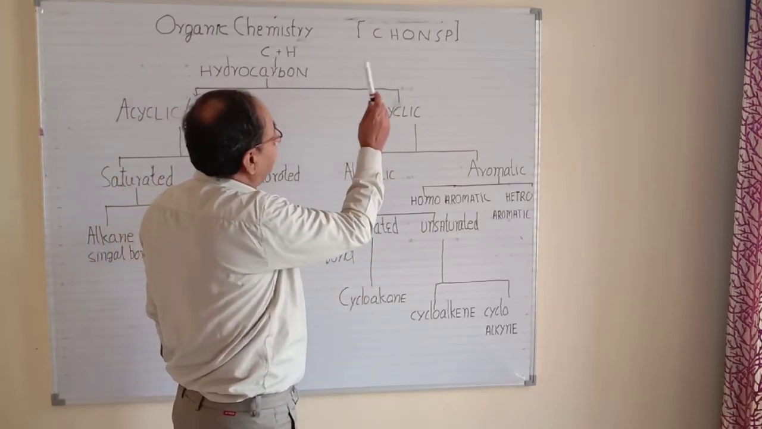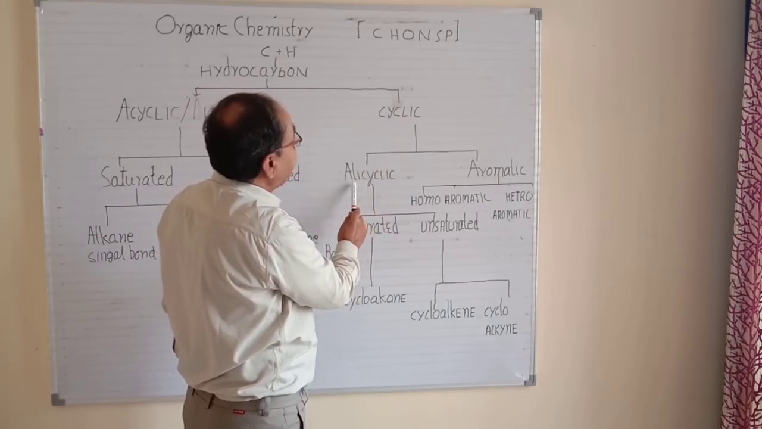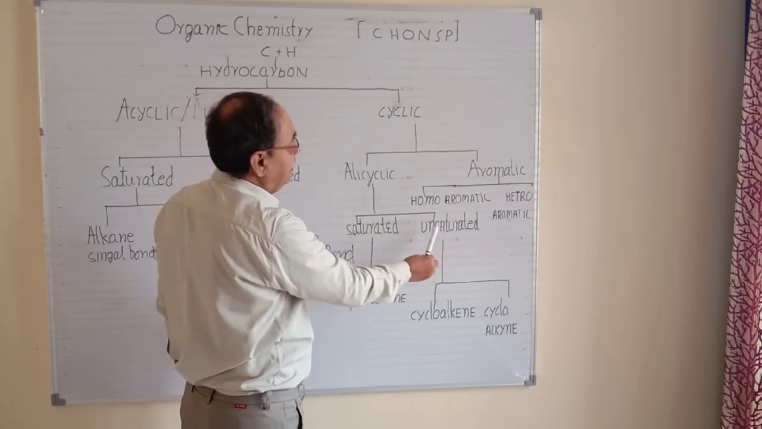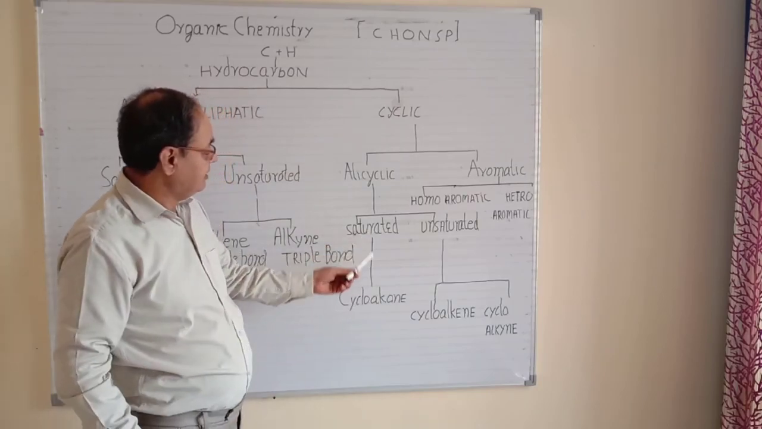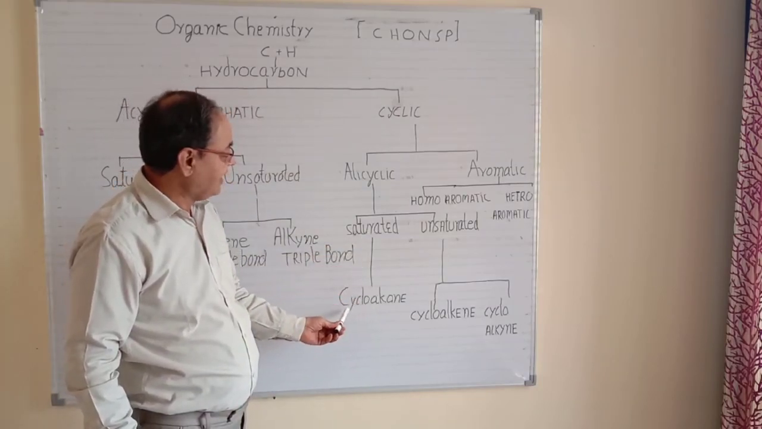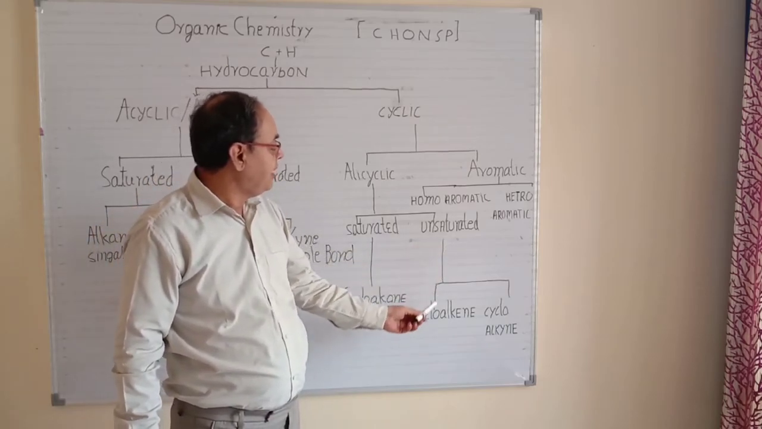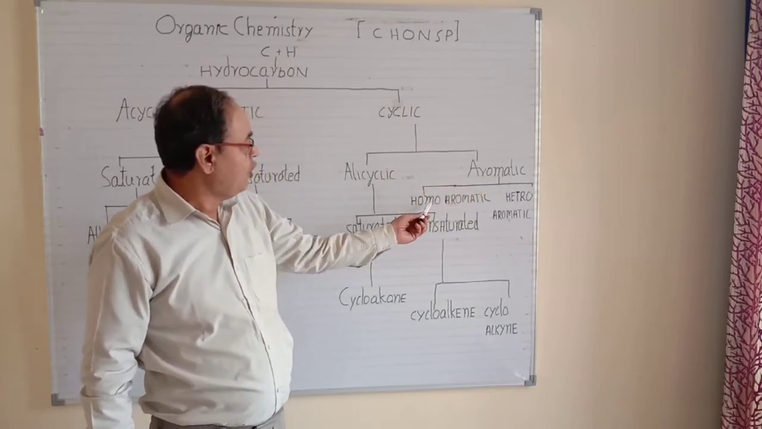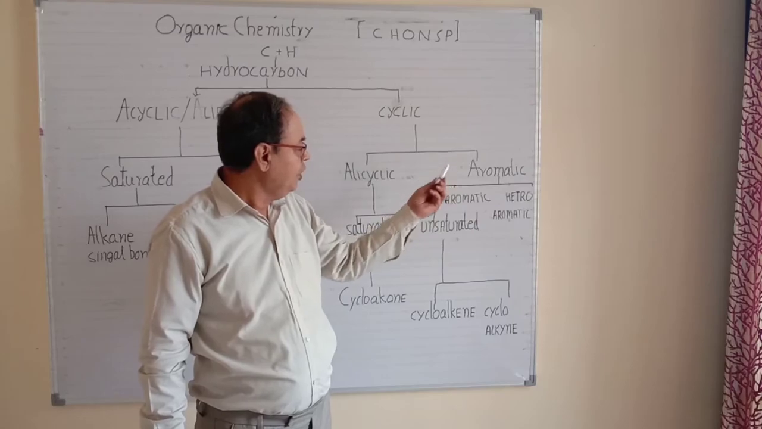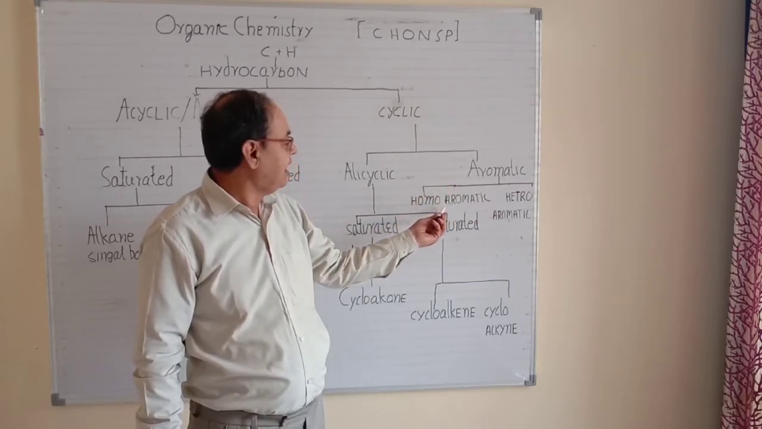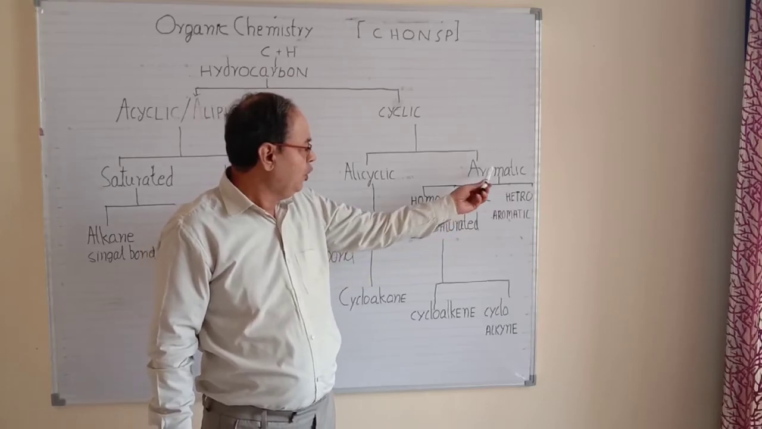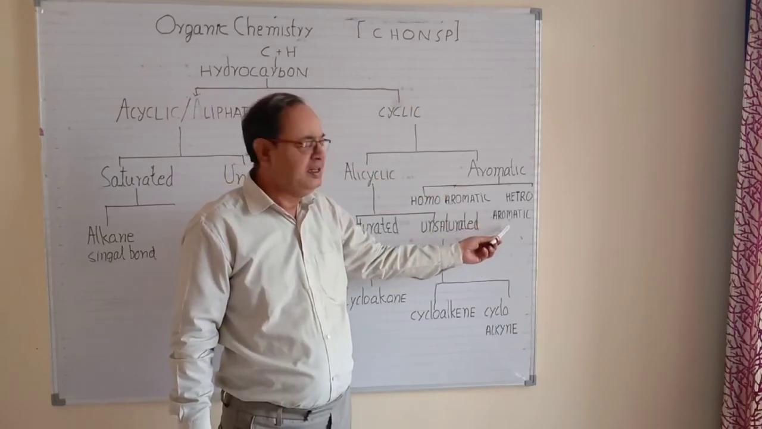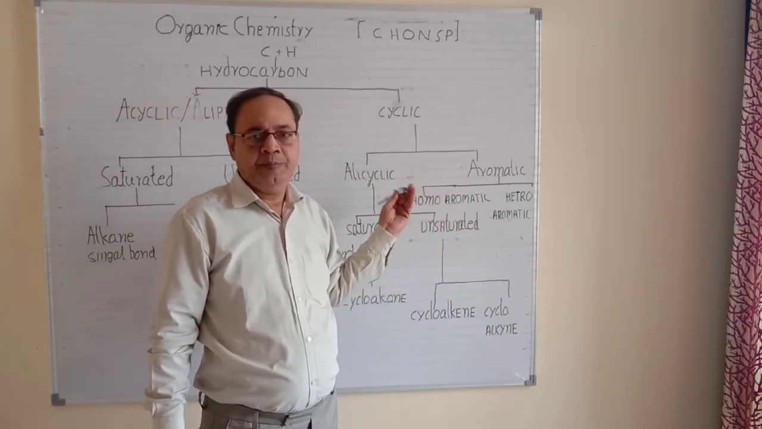Now in the cyclic part we have two branches, one is alicyclic and one is aromatic. Alicyclic has further two parts, saturated and unsaturated. Saturated has a part known as cycloalkane, while the unsaturated has two parts, cycloalkene and cycloalkyne. Now aromatic has again two parts, one is homoaromatic, one is heteroaromatic. Homoaromatic contains basically carbon and hydrogen, for example benzene, while heteroaromatic contains nitrogen, oxygen, sulfur, phosphorus, etc. An example is pyridine. We will go into further detail.